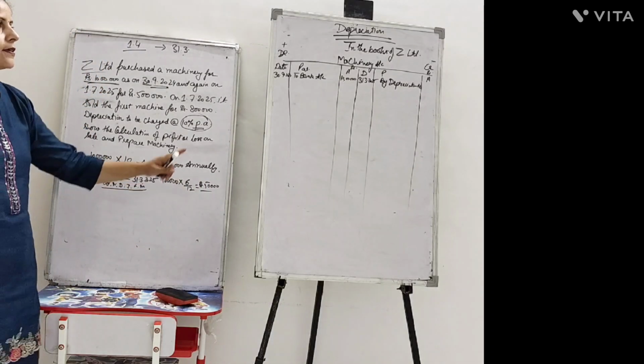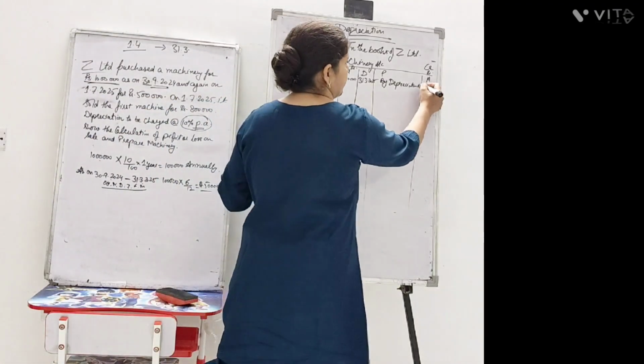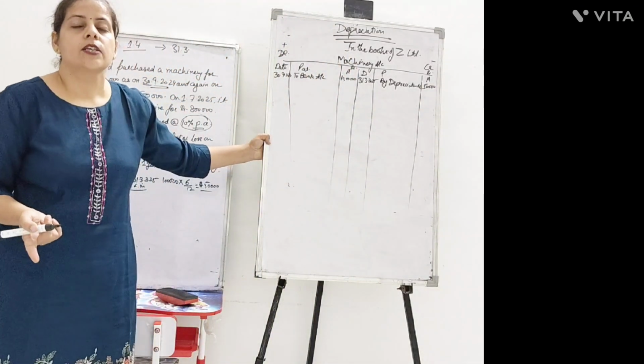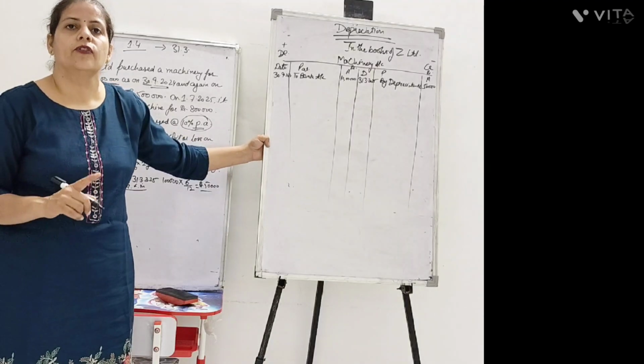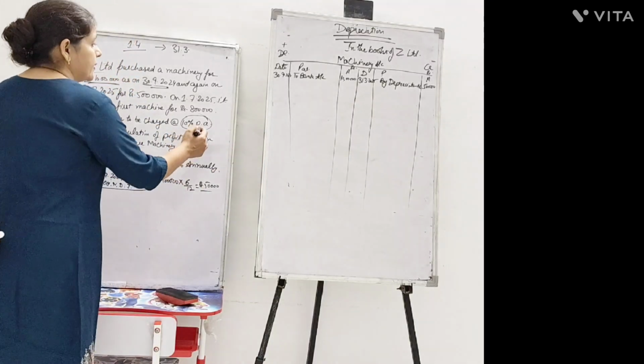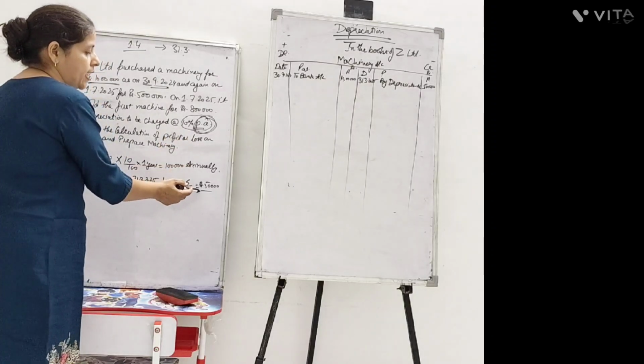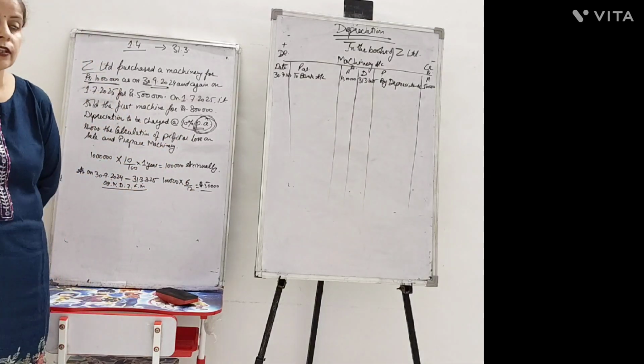So how much depreciation will we take here? 50,000, because we used it only for 6 months. So the depreciation would also go for 6 months. But this per annum is important. If it is given, then we have to make it half.